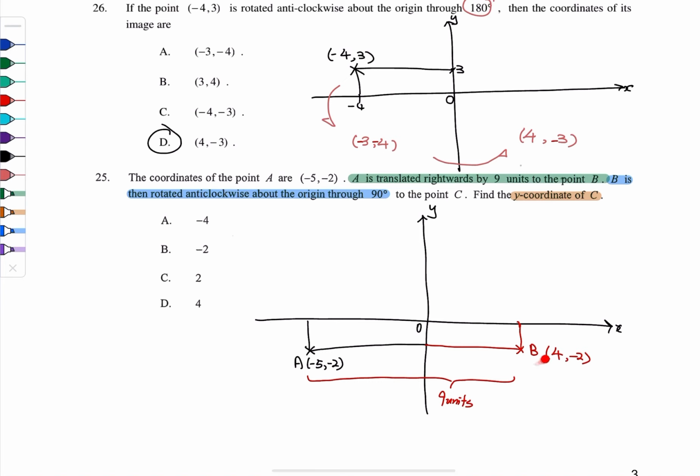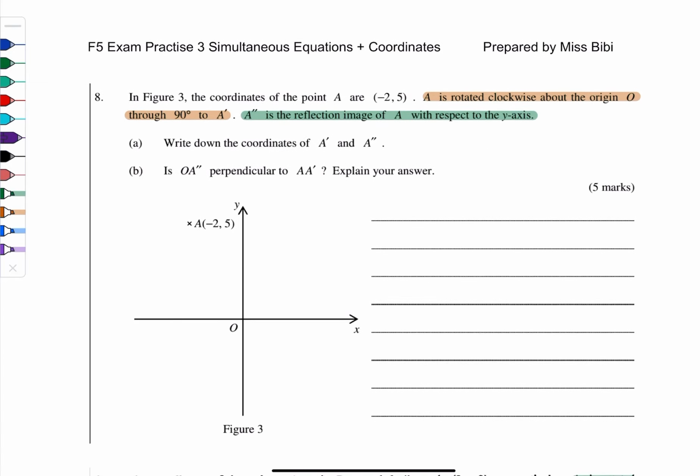And now B, what happens to B? It is rotated anti-clockwise. Which side, that or this? Be very careful, so you don't get tricked. It's this side, anti-clockwise. How many boxes? Just one, just 90 degrees. So it will be somewhere there. And every 90 degrees we switch numbers. It becomes 2 and 4. That's your C coordinate. And what do we have to find? Find the Y coordinate of C. We found both, so the Y is 4. Easy. Very easy.